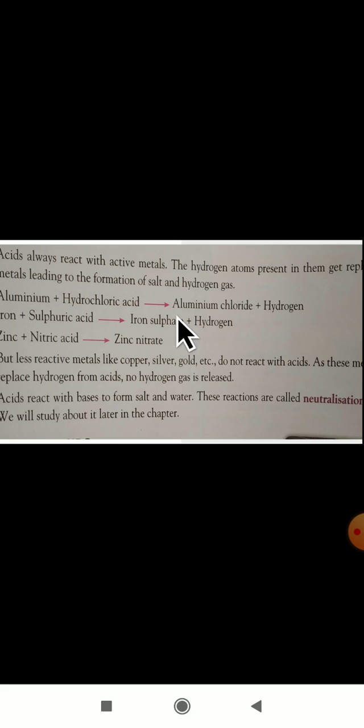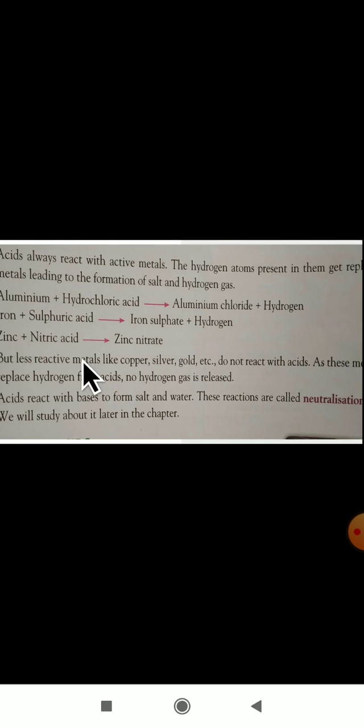Then what will it form? It will form aluminium chloride, and what is liberated here? Hydrogen is liberated. It will liberate hydrogen and form a salt. Aluminium chloride is a salt here. Next, iron plus sulfuric acid. Iron sulfate is formed here, hydrogen gas is released here.